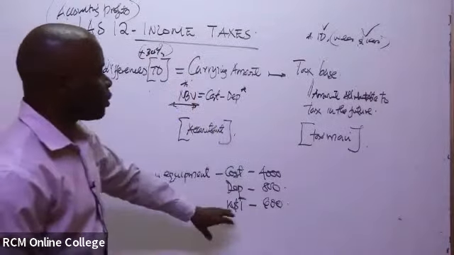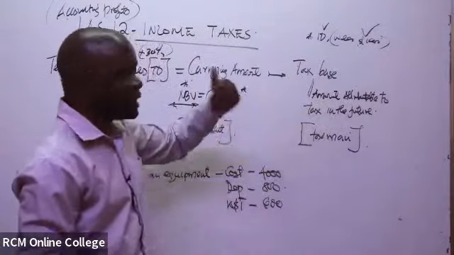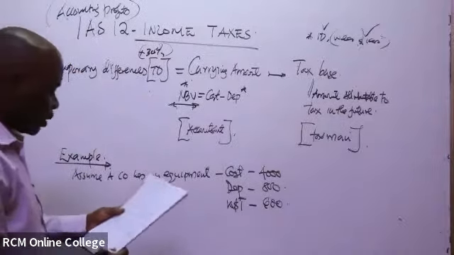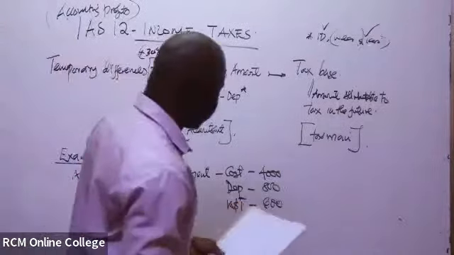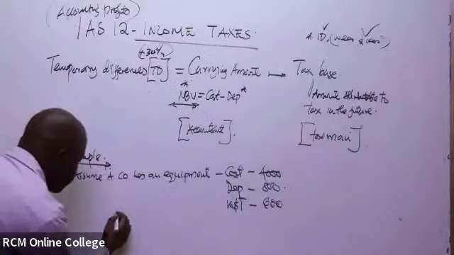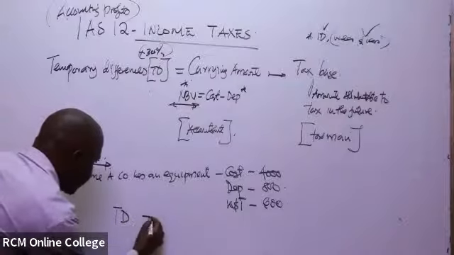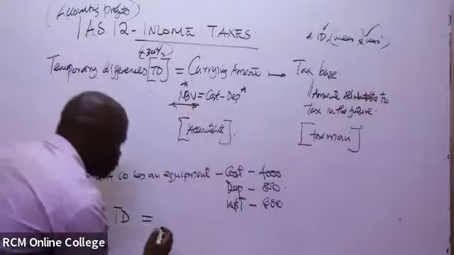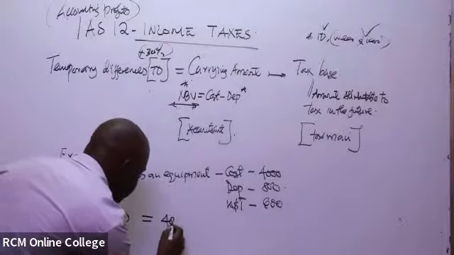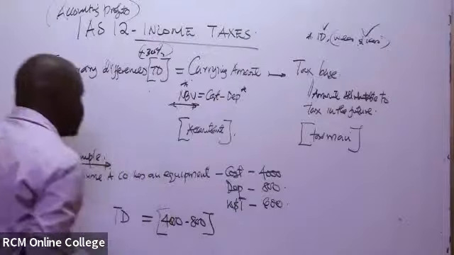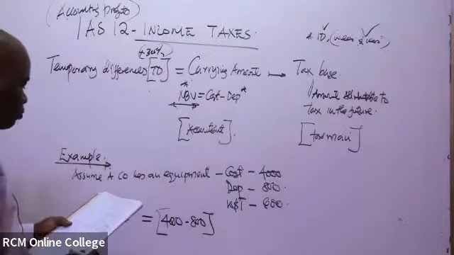And of course, in this case, what the taxman is having to think about is what is actually supposed to be taxed. So if you use this simple example to get the temporary difference, our TD, our temporary difference, will likely be equal to the carrying amount, the NBV. So you take 4,000 minus 800, and you get the net book value.